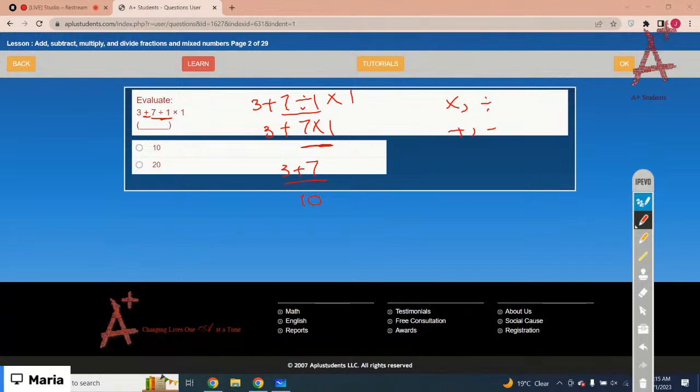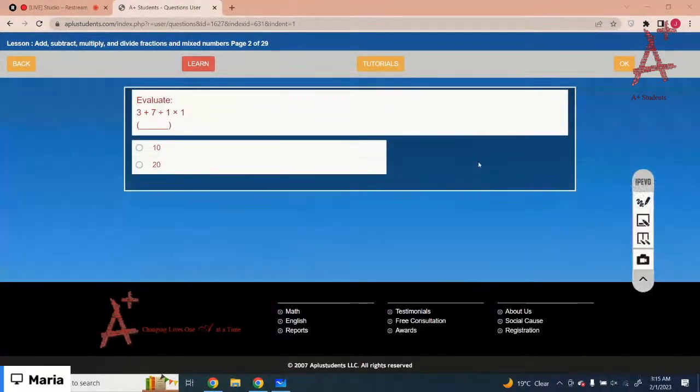So the correct option is 10. Just select the correct option, then click on the OK button.